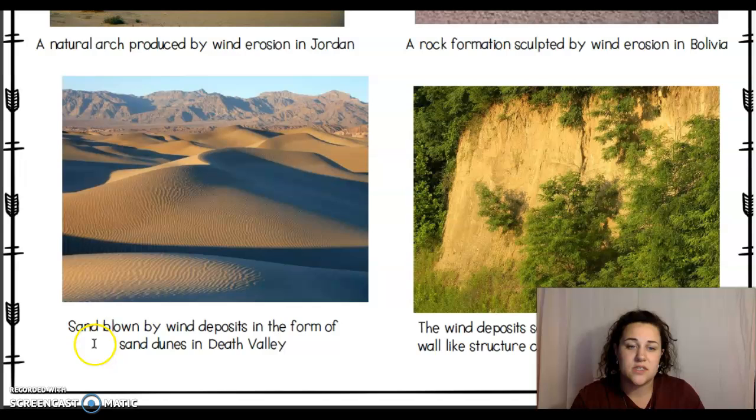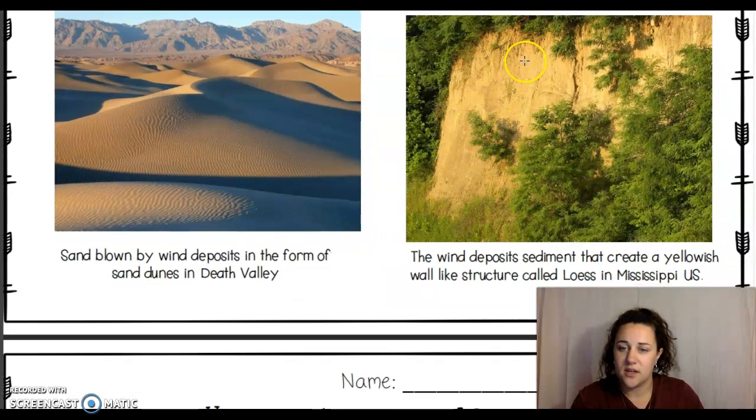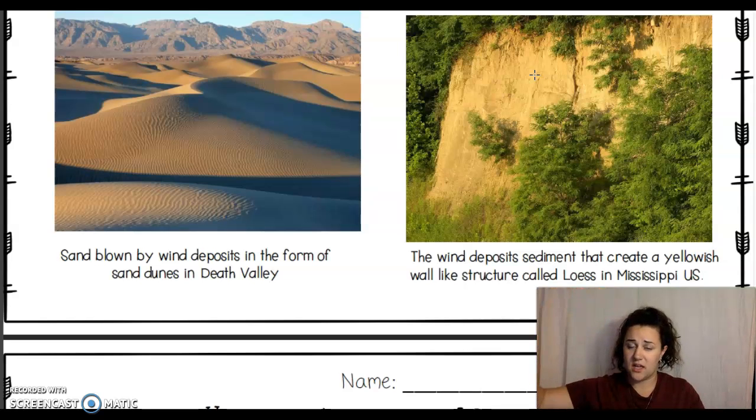And the deposition is the sand blown by wind deposits in the form of sand dunes in Death Valley. So this could have been flat millions of years ago, but from the wind constantly blowing and erosion constantly happening, it has to land somewhere, and it lands and forms sand dunes. Now this rock here in Mississippi, this rock, from sand being blown and landing on it, it turned it yellow. It wasn't yellow once before. And now it is, because of the deposition of where the sand landed, now it has a yellow tinge to it.